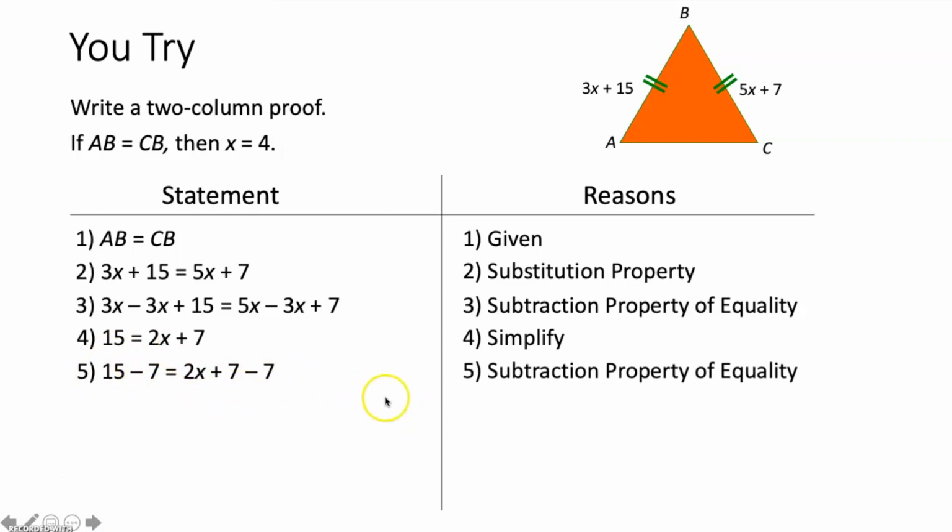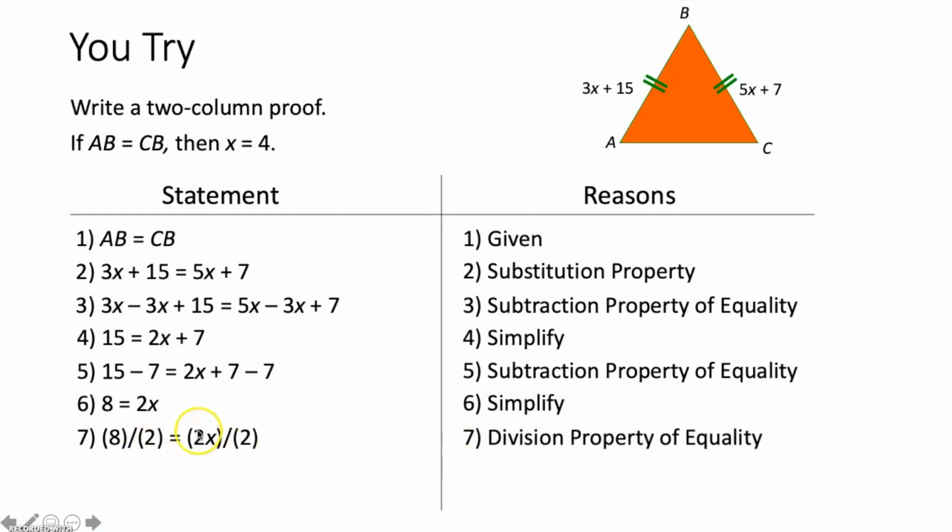Now I need to simplify this again. So 15 minus 7, that's going to give you 8. And then 7 minus 7, those are going to cancel each other out. So we get 8 is equal to 2x. Again, I just simplified this, so I write simplify. Next, I need to get x by itself, so I divide both sides by 2. Since I did it to both sides of an equation, that's a property of equality. And since I'm dividing both sides by 2, that's the division property of equality. Lastly, the 2's are going to cancel each other out. And 8 divided by 2 is just going to give me 4. So I get 4 is equal to x. And that was just by simplifying.